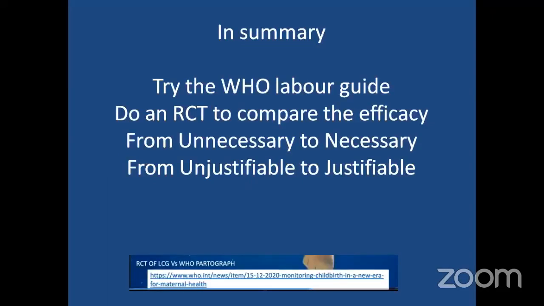Okay, so this is in summary. Try to use the labor guide in your institutions. Do a randomized controlled trial to compare its efficacy with the partogram, and try to go from the unnecessary to the necessary, and from the unjustifiable to the justifiable. And I'm sure all of you will know this website where you can go and get the whole labor guide.